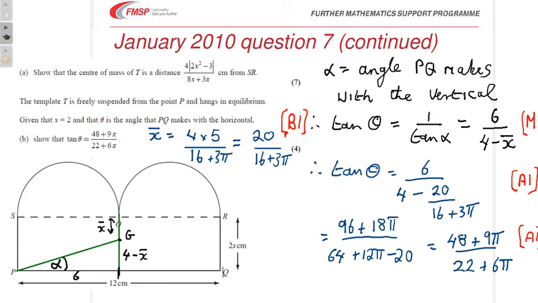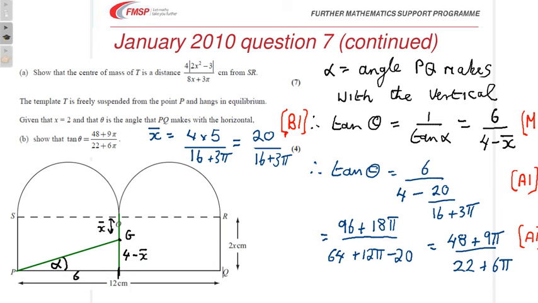As far as the template hanging in equilibrium from P is concerned, the vertical will be the line PG, where G is the centre of mass, and we know X bar from the first part. They tell us that for this part of the question X is 2, so we know that this length is 4, so this is 4 minus X bar from G to the base.